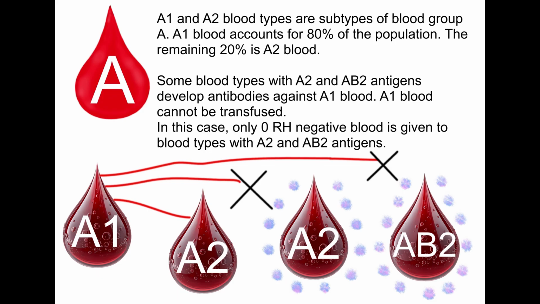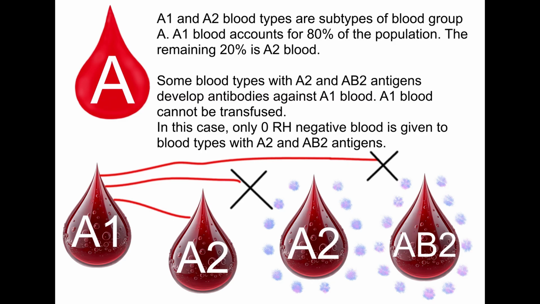The A1 antigen is a subtype of blood type A and is used in the classification of blood type A itself. Approximately 80% of individuals with blood type A belong to the A1 subtype. The remaining 20% belong to the A2 subtype. The characteristics of A1 and A2 blood types are as follows. A1 blood carries more and stronger A antigens than A2 blood.